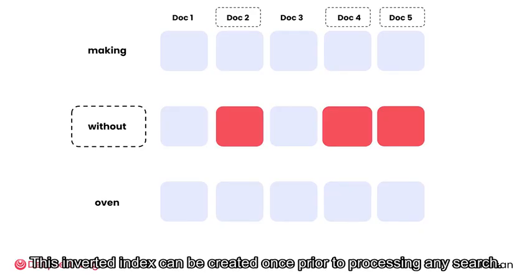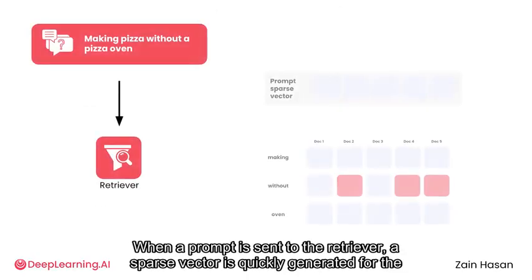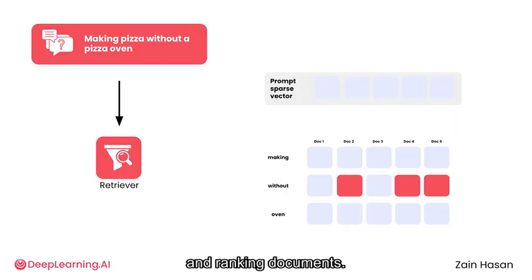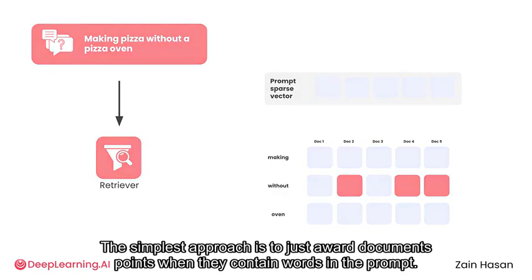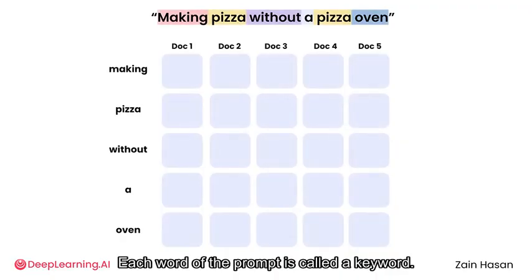This inverted index can be created once prior to processing any search. When a prompt is sent to the retriever, a sparse vector is quickly generated for the prompt. Now that each document and the prompt have a sparse vector, you're ready to start scoring and ranking documents. The simplest approach is to just award documents points when they contain words in the prompt. Each word in the prompt is called a keyword.